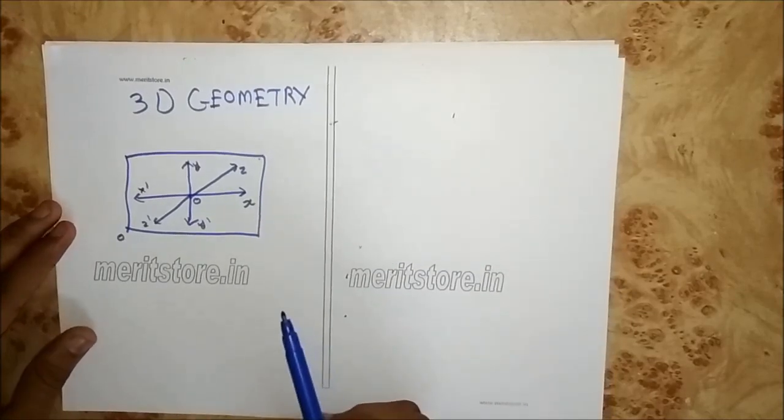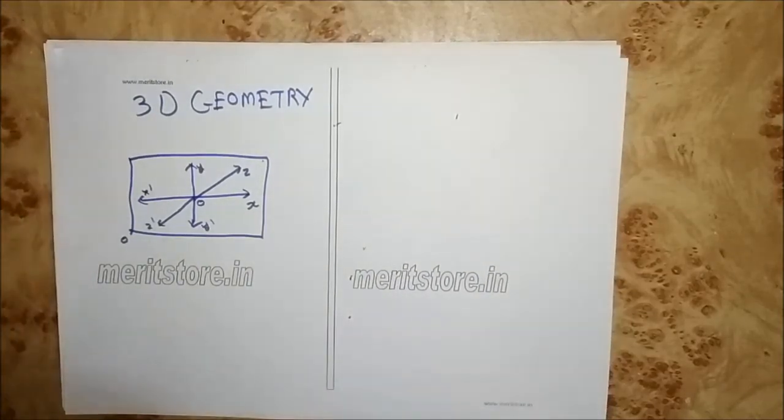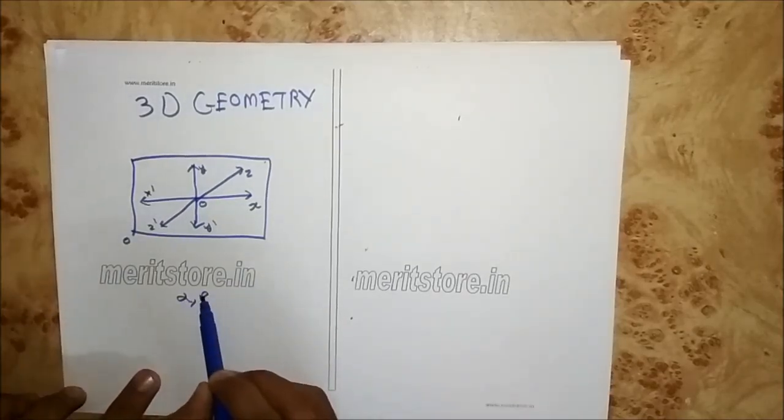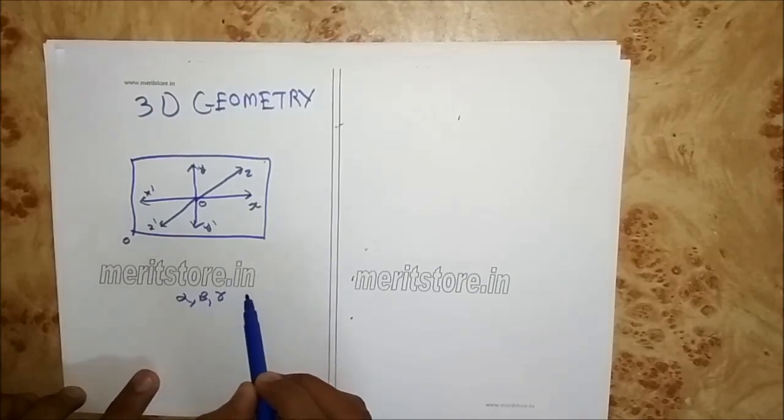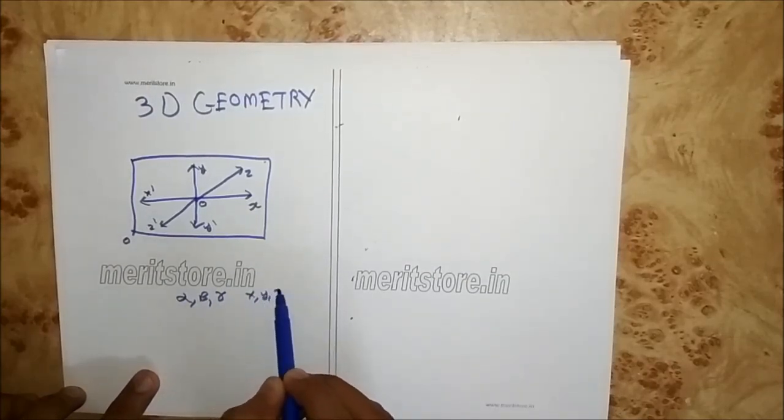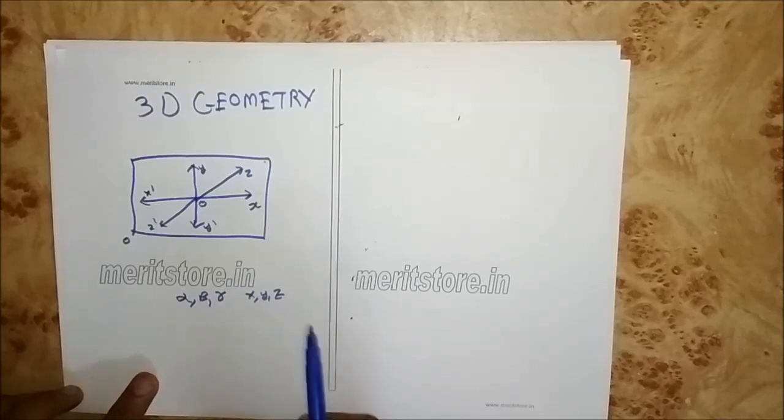Now directional angles. What are we talking about when we say directional angles? The angles made by a line with the positive direction of x, y, z are called directional angles of that line. If a line makes angles alpha, beta, gamma with the positive direction of the x, y, z axes respectively, then they are called directional angles of the line.